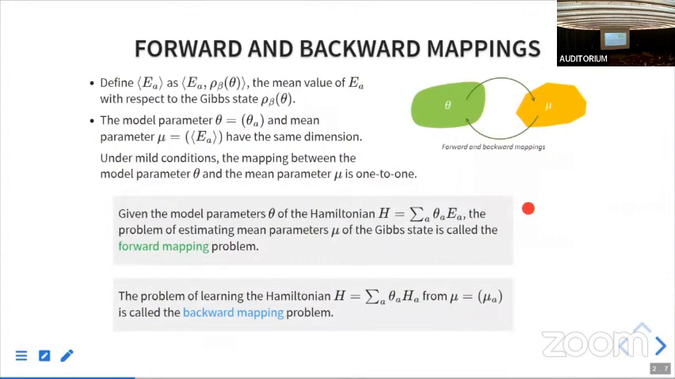And finally, I can tell you about the other part in the talk, forward and backward mappings. We have a model, a Gibbs state. Defining the Gibbs states, the forward mapping we are talking about is when you're given theta, you have all the information about the Hamiltonian, and you compute the local average values of the operators EA on this state. So it's just the mean value of EA with respect to the Gibbs state.